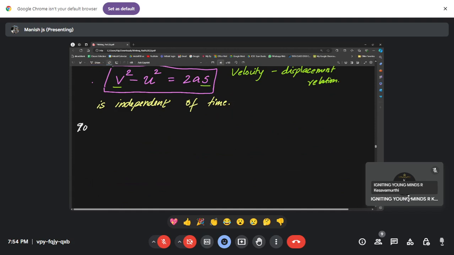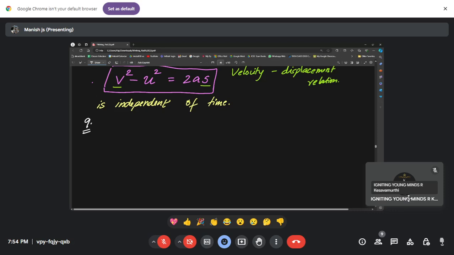We'll look at the ninth concept. Okay, so what else do we have? We have some more relations also. I'll give you two more relations, which are also necessary. These are extended equations which are useful for competitive exams.